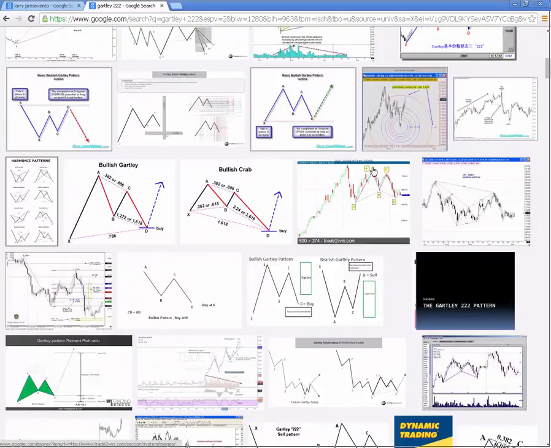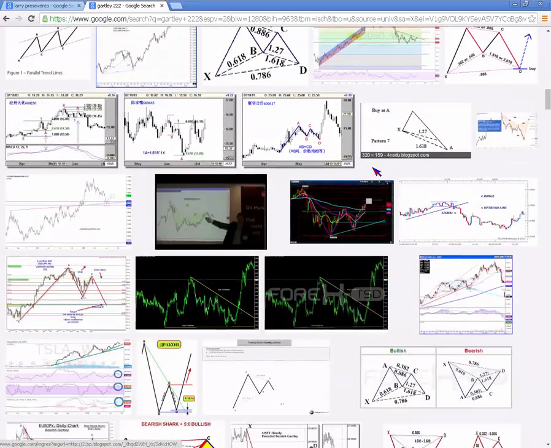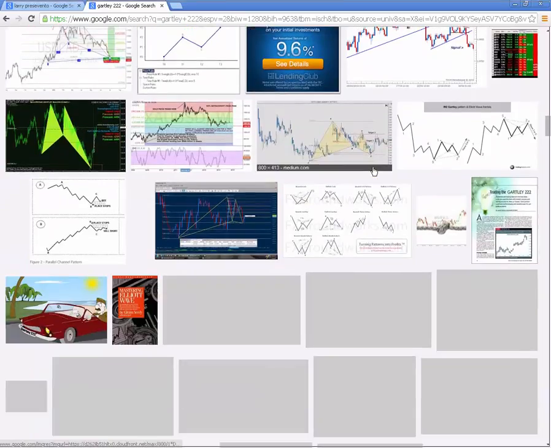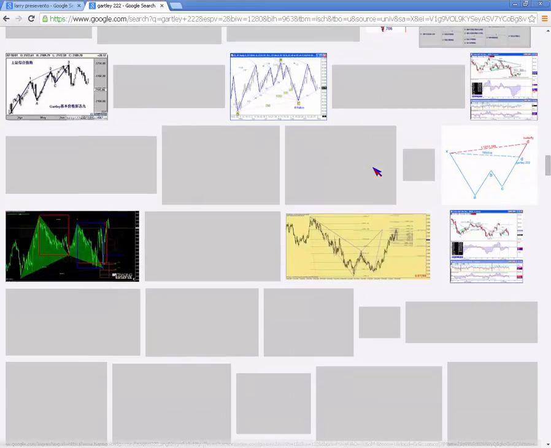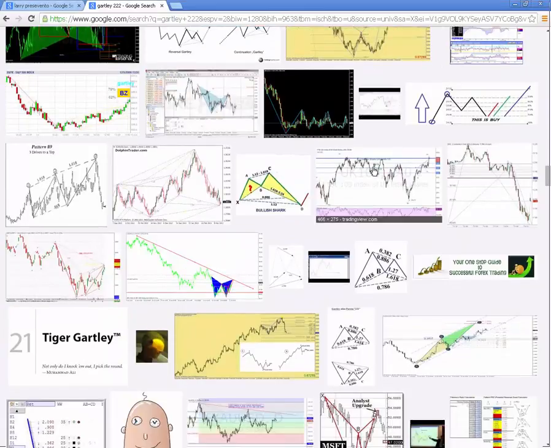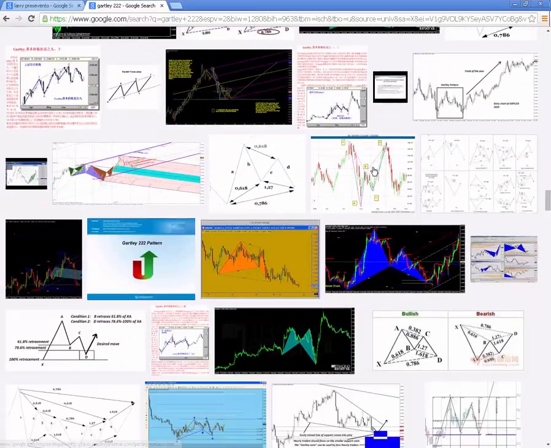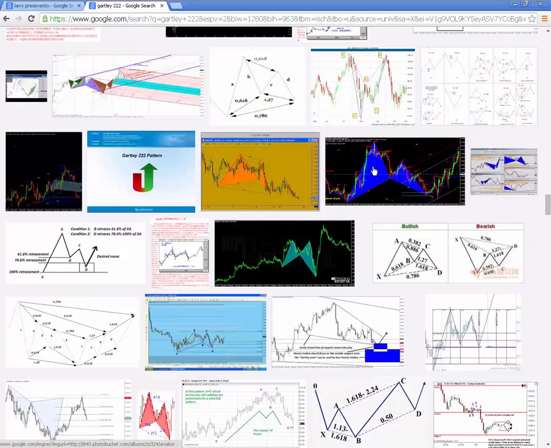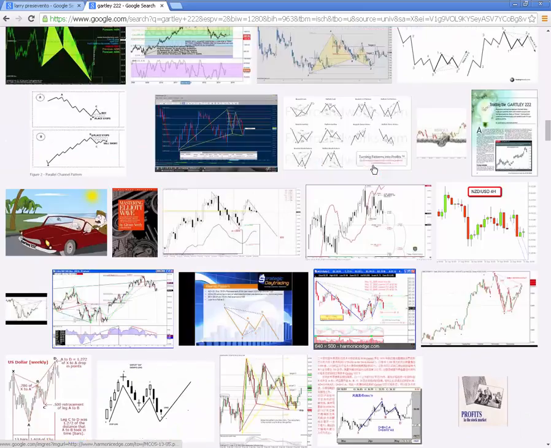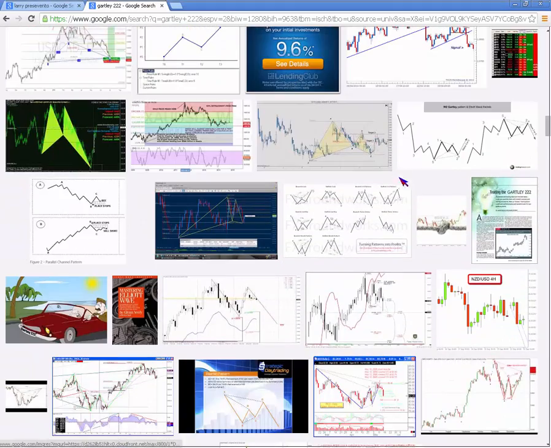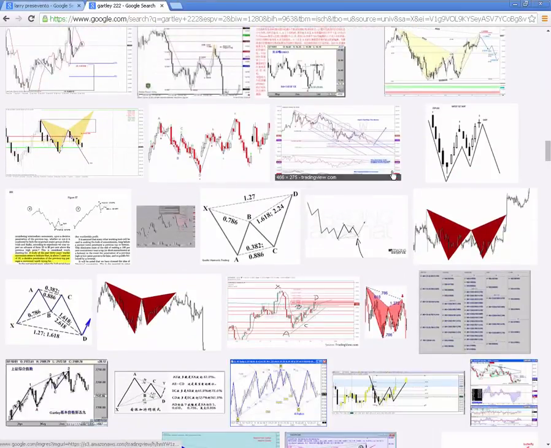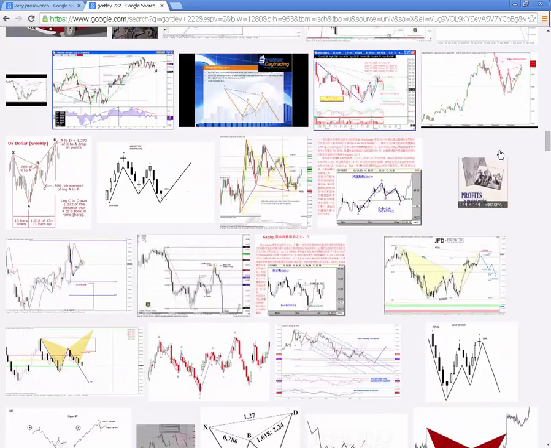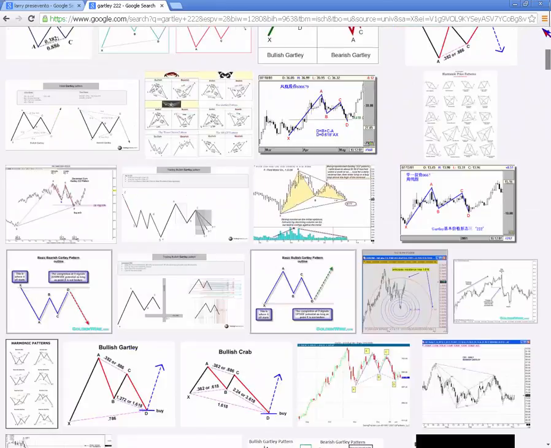So the Gartley pattern, as you see here, everybody's a Gartley expert, but nobody is an expert. Not me, nobody. It's just basically you're identifying these patterns. So let me look for Gartley's original pattern. It was in the book, and I just saw it. Okay, Profits in the Stock Market, it's called.